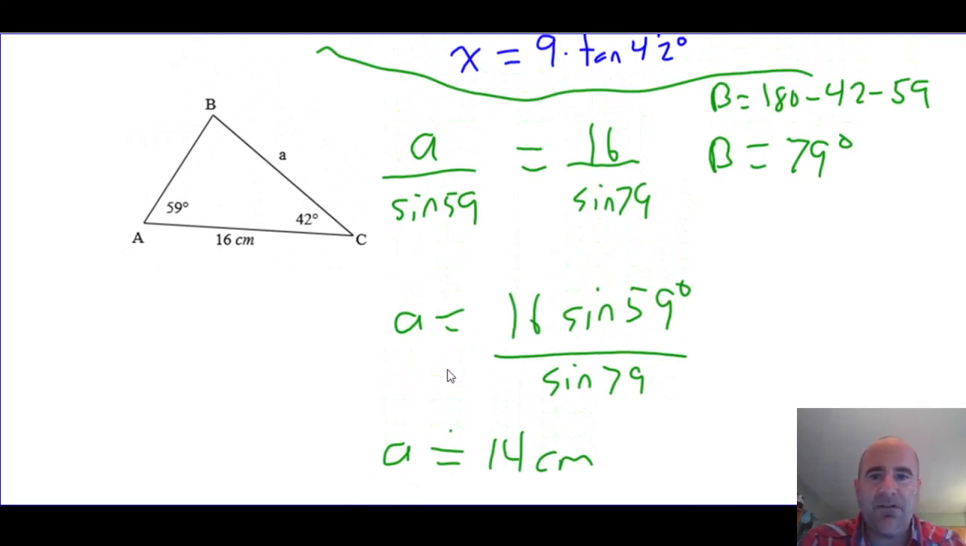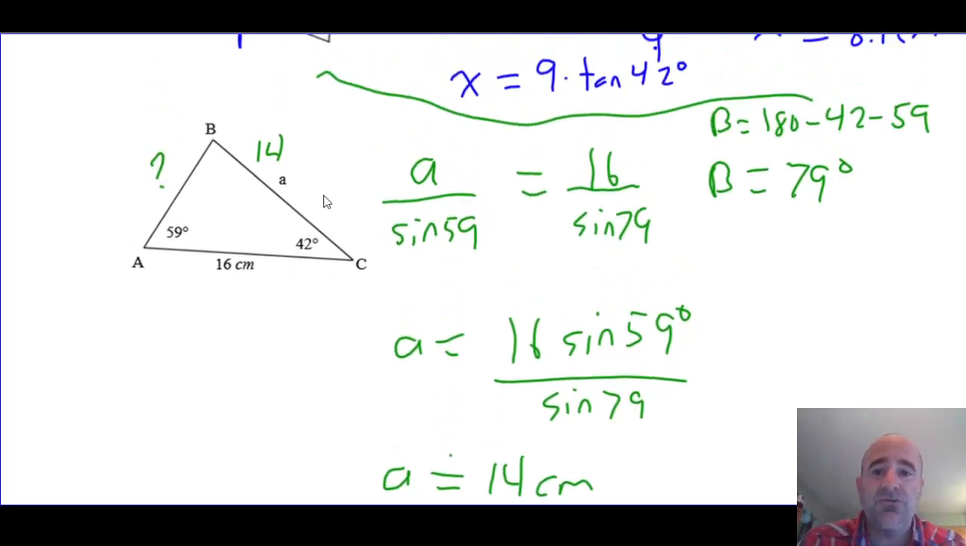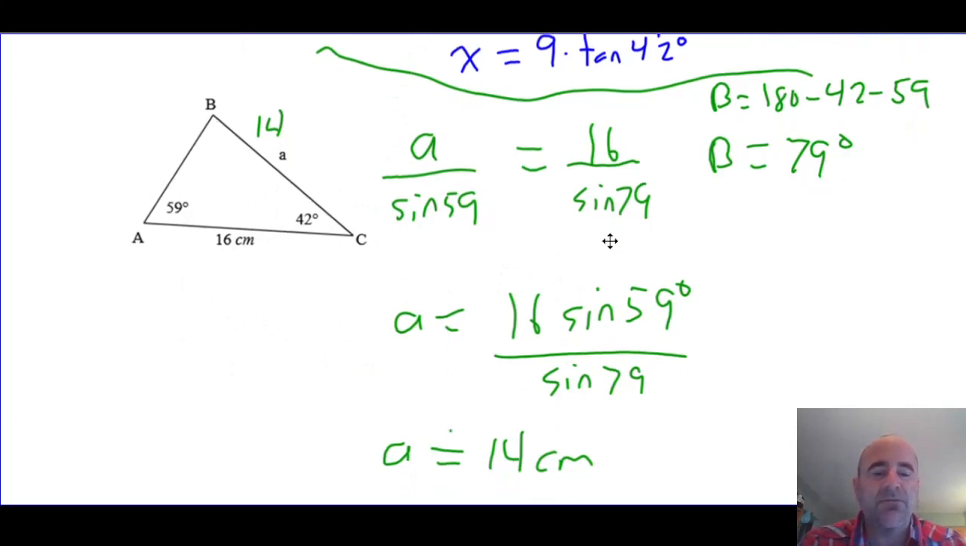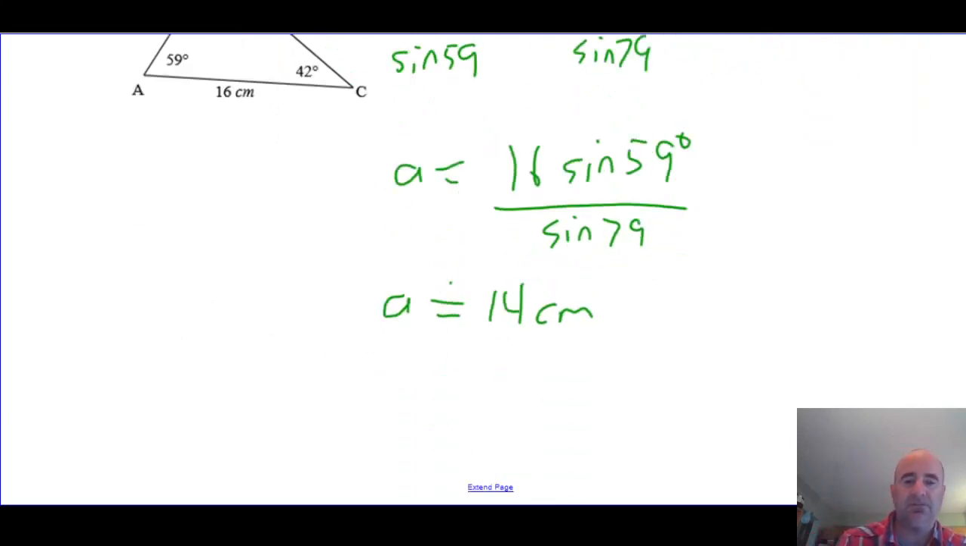By the way, suppose I did want to solve the rest of the triangle. I know this is 14. Now I can use a lot of different things to find this side. I could use sine law again. I could use cosine law because I have side, angle, side. Once you have more information about a triangle, you have more choices about what formula to use. But here I'm just going to stop there. Okay, let's look at the next one.